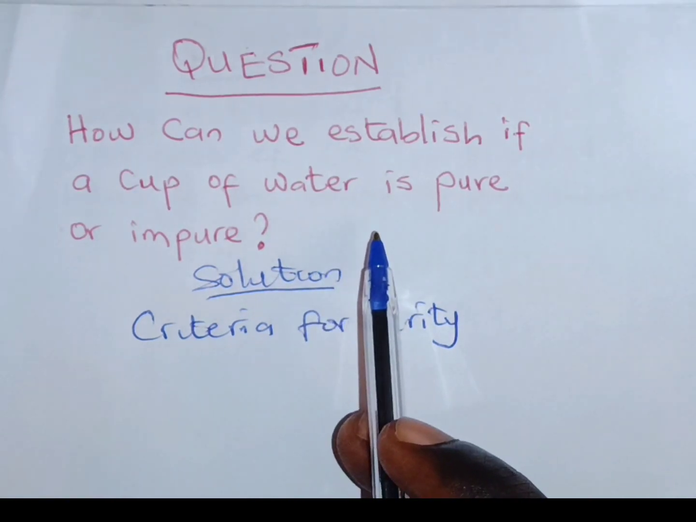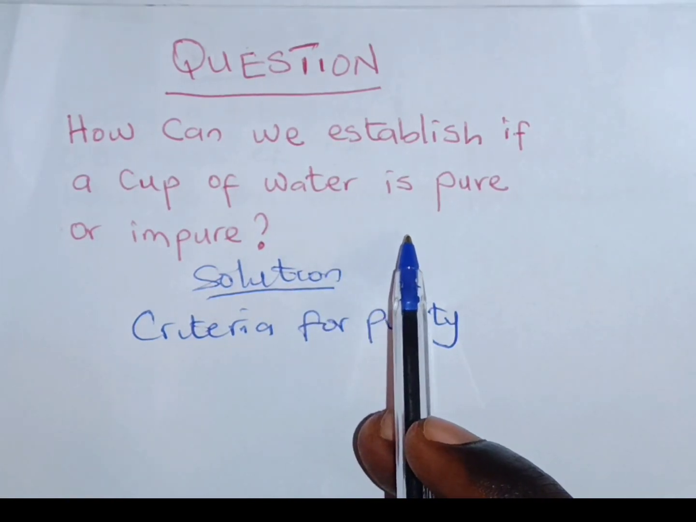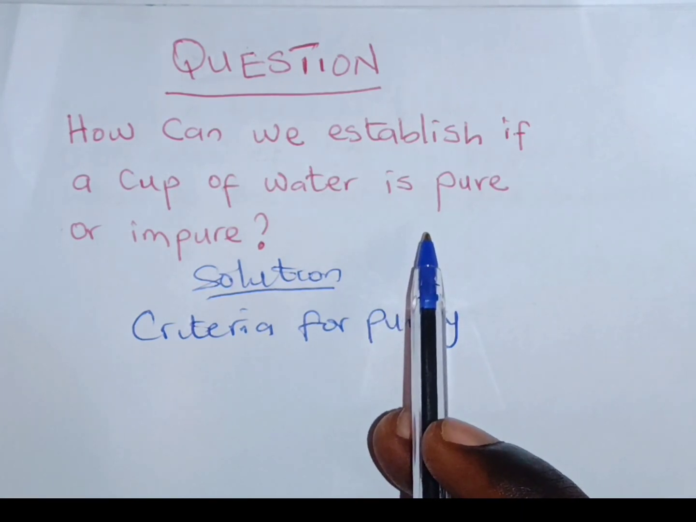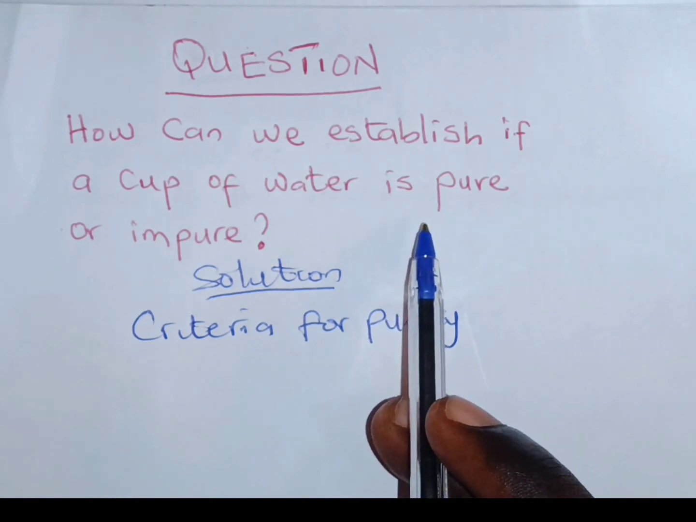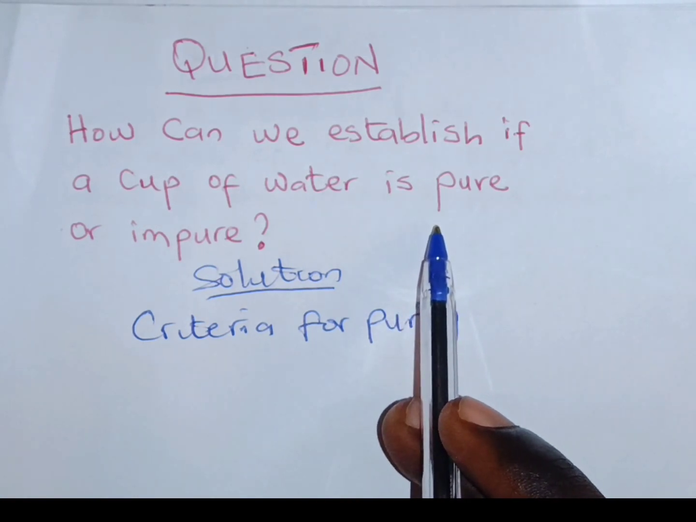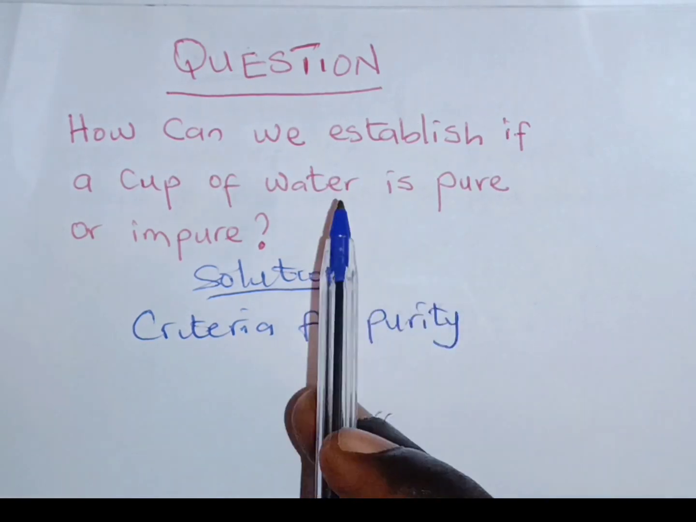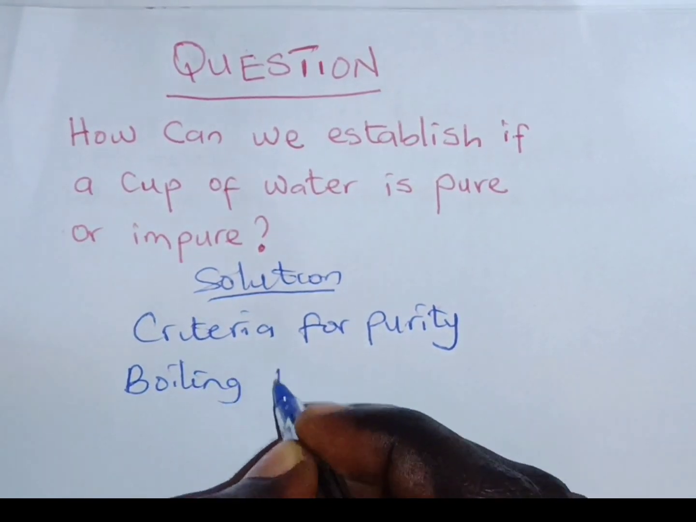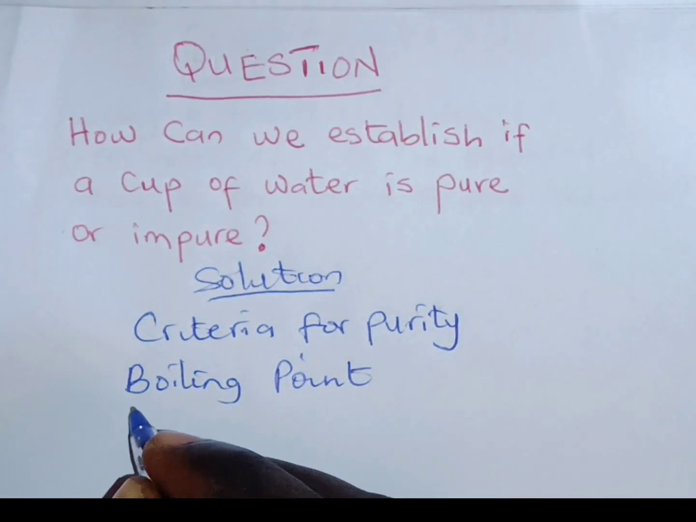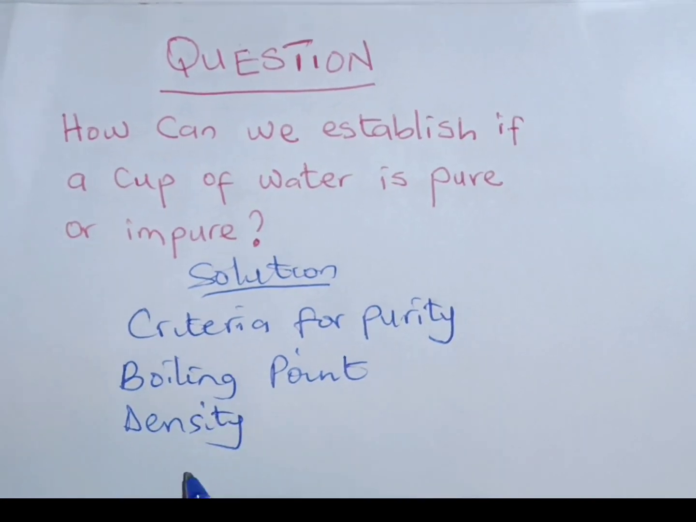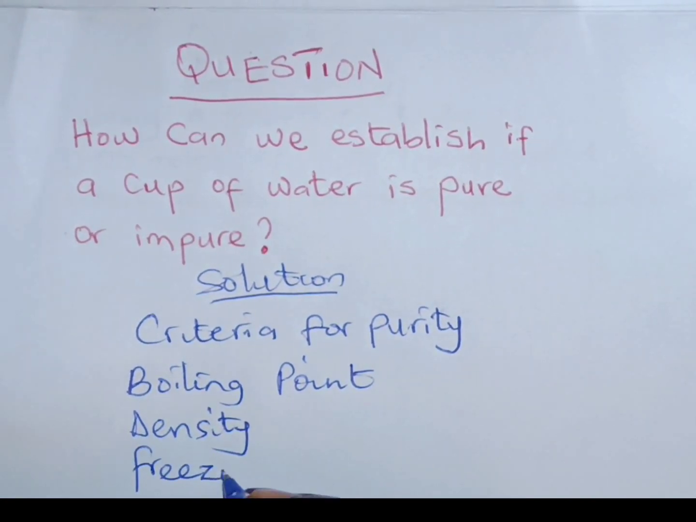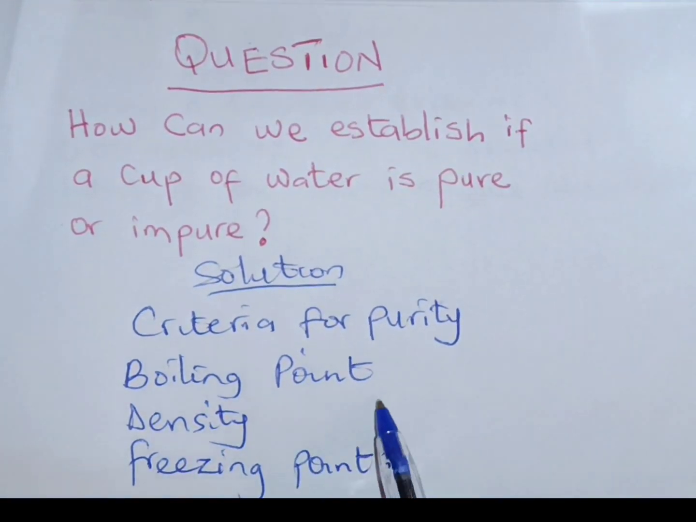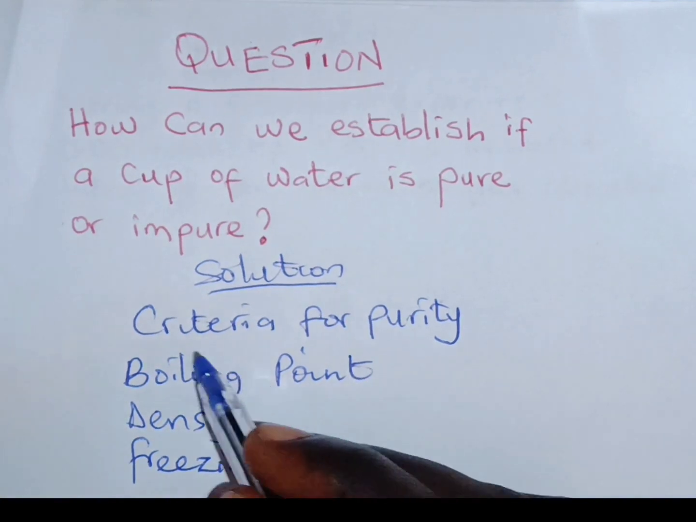We may like to throw back or reflect on the Archimedes principle, right? If you are aware of the story of what happened during Archimedes' period, you should be able to know how he got to know if the crown was truly golden or it had impurities. So if you have a cup of water, you can use either the boiling point, the density, or the freezing point. You can use these 3 criteria to ascertain if the water is pure or impure.